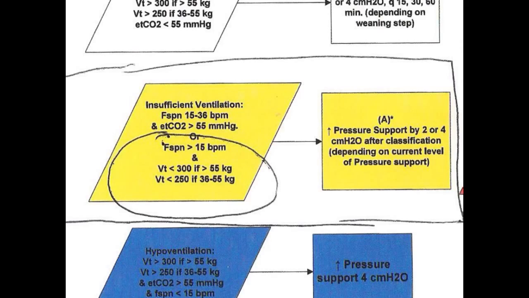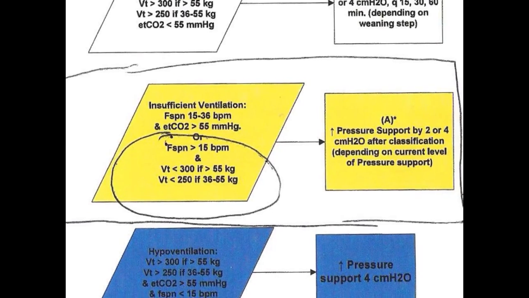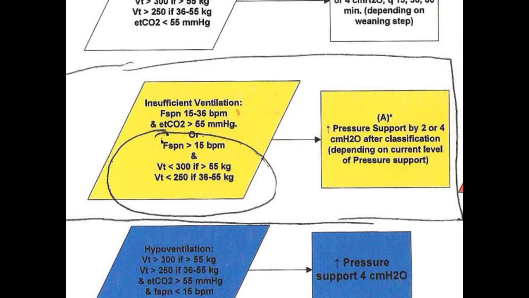Now this is the classification insufficient ventilation, and as you notice, this is based on a spontaneous frequency of 15 to 36, and we had that in the last patient. So I'm just going to check mark. End-tidal CO2, their CO2 is around 62, and it's above 55. And one more thing, their tidal volume was way less than 300.